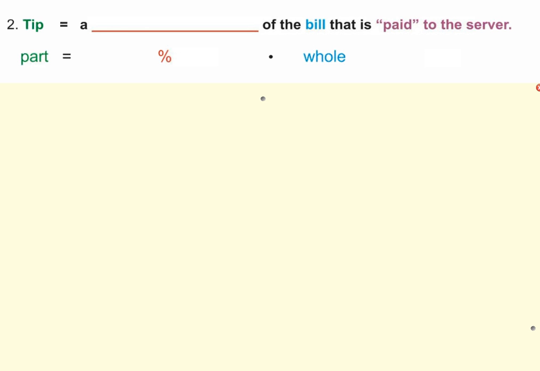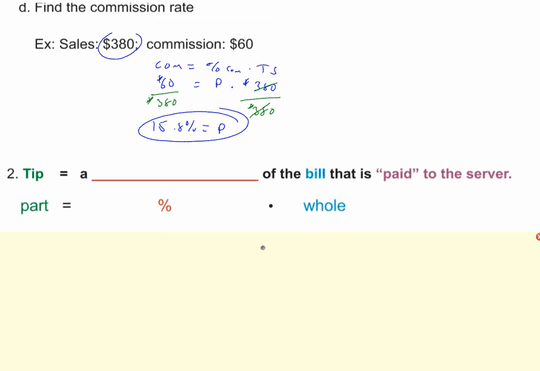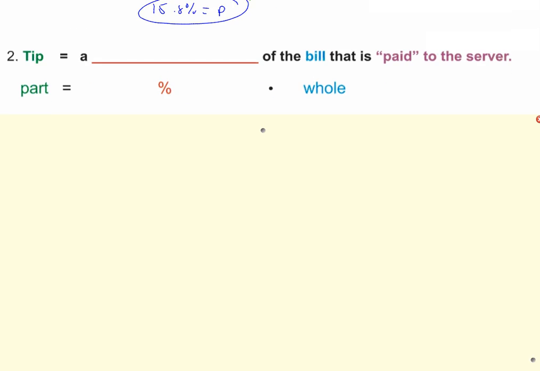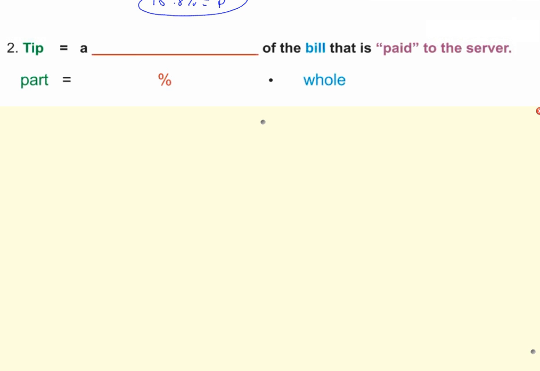All right, but obviously here we're talking about being at a restaurant and tipping your server. So the tip is a percent of the bill that is paid to the server. Do you guys understand the concept of tipping? Here's the concept. Now, today it's gotten crazy.